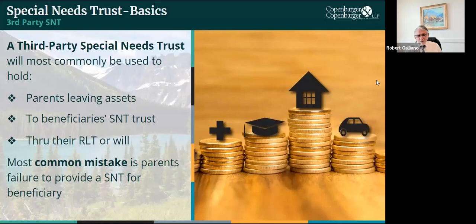The most common mistake, and I'll say it again: parents fail to provide a special needs trust, a supplemental needs trust, for the beneficiary. They don't know to create one in advance. And when they die, they're leaving an inheritance to a child. Remember, that becomes the first-party trust, and there are payback provisions and reporting provisions. It's not the best type of instrument to have.